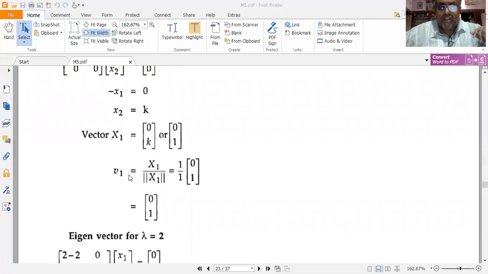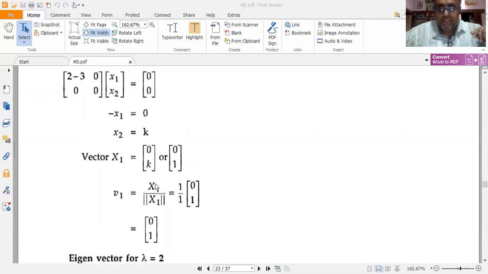Now, normalize this vector. Normalizing the vector means the vector divided by the square root of the sum of the squares of the corresponding elements. I am finding the norm of the vector. So norm of vector x1 is simply given by the square root of the sum of the squares of the elements.